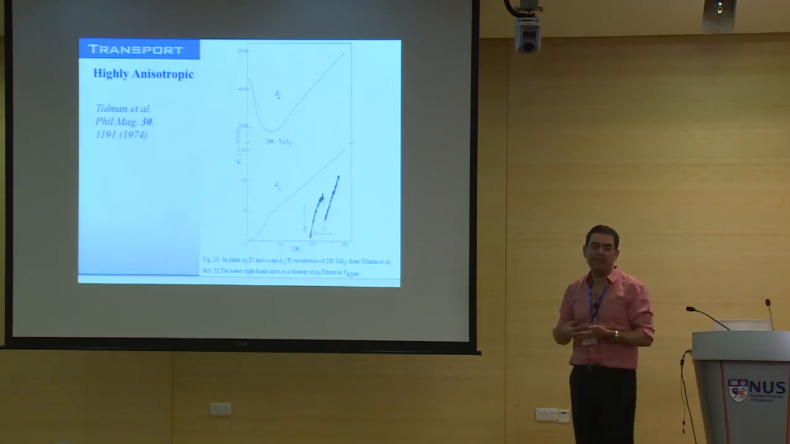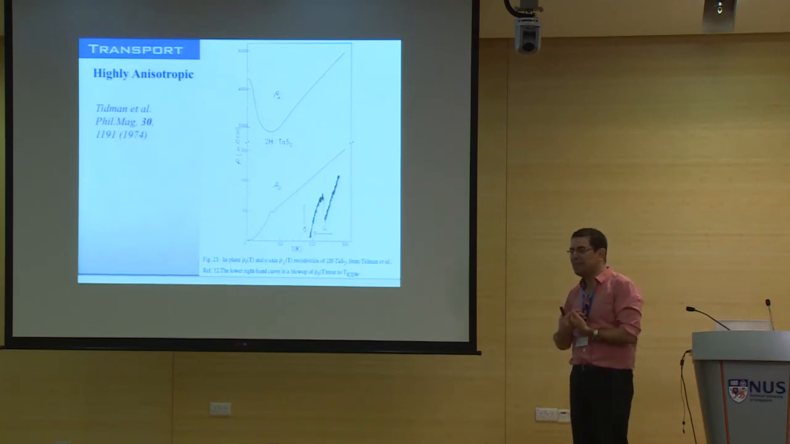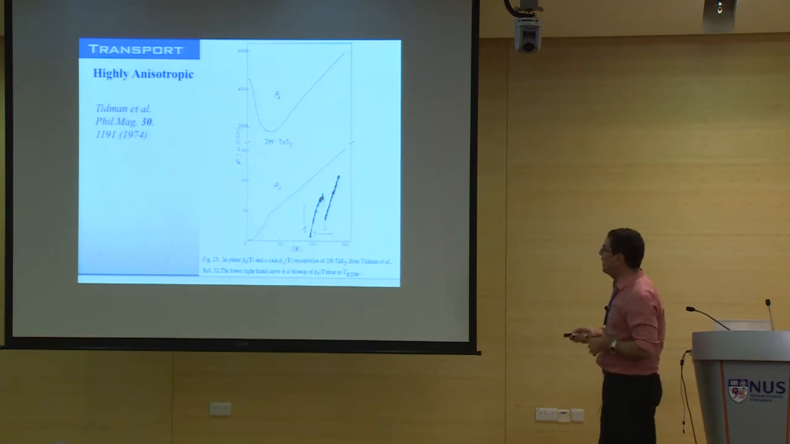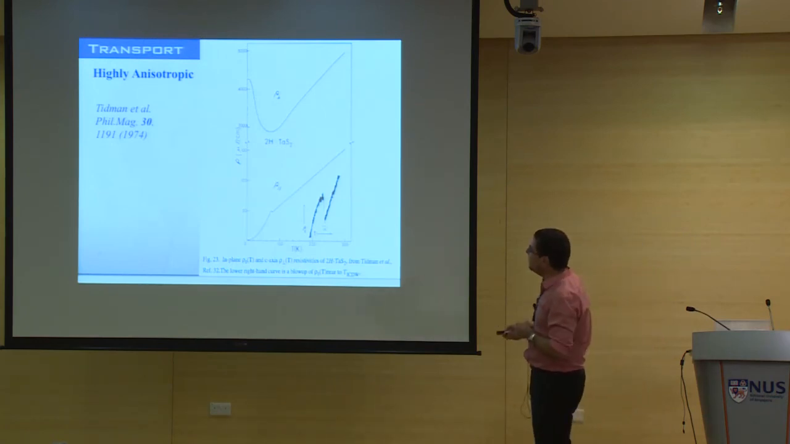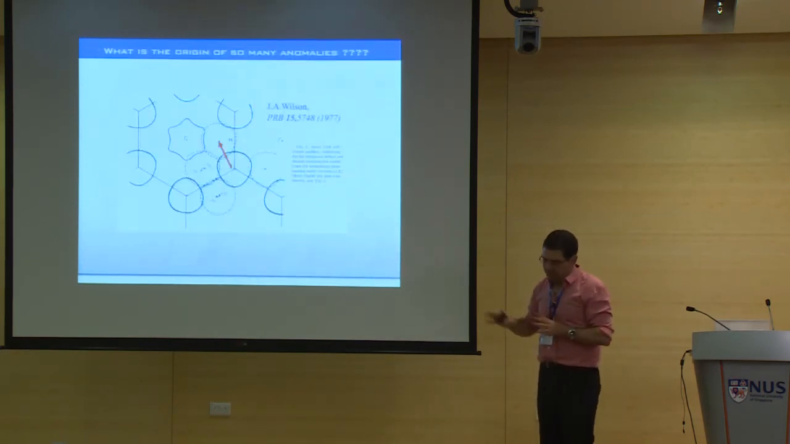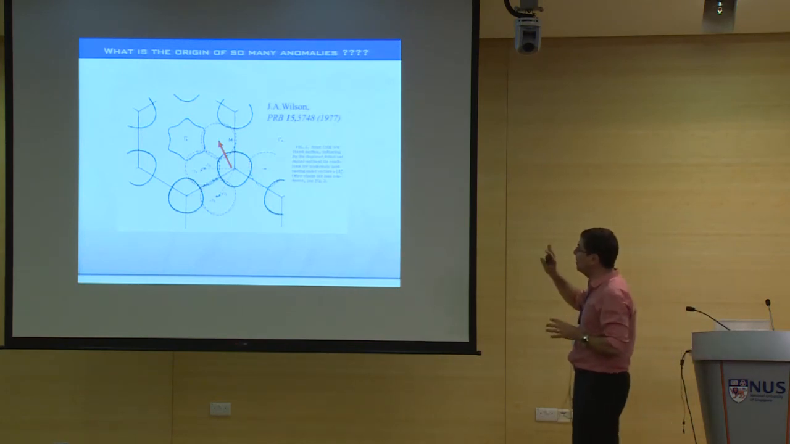It's counterintuitive, right? You expect that you lose density of states, you become a worse metal, okay? But that's not what happens in these materials. So very interesting data, you know, and this is from where? 1974.